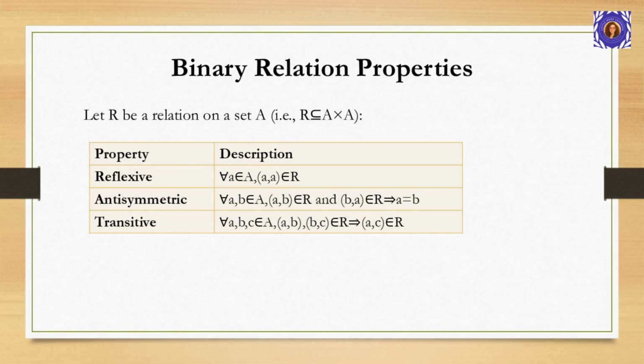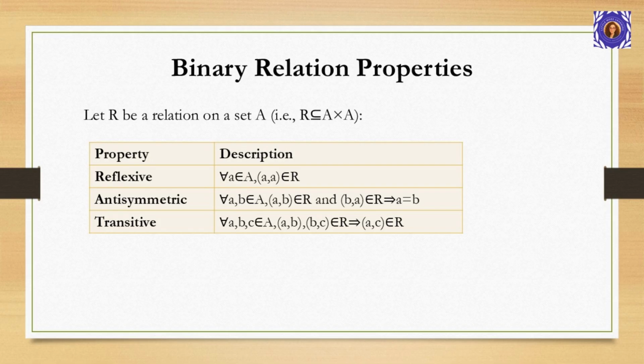Before we define order relations precisely, we need 3 crucial properties that relations can have. Let R be a relation on set A. Reflexive property: every element is related to itself. Formally, for all a in A, the ordered pair (a, a) is in R. Think about the less than or equal to relation on numbers. Every number is indeed less than or equal to itself.